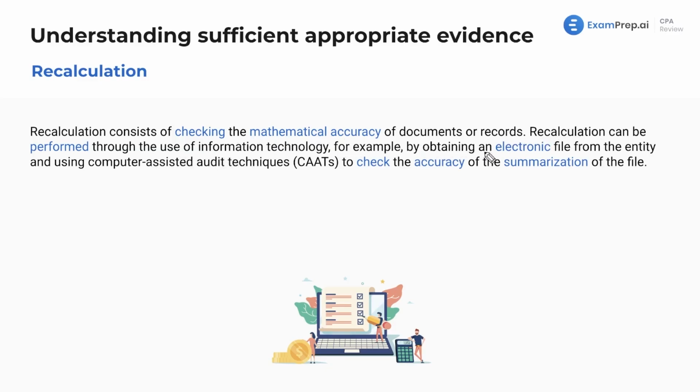For example, you get an electronic file and you use different software to check the accuracy of the summarization of the file. You want to make sure if they said they had 100 transactions, there are 100 transactions. If all the transactions add up to the balance that they have listed on the financial statements, you want to make sure that all of this is checking out.